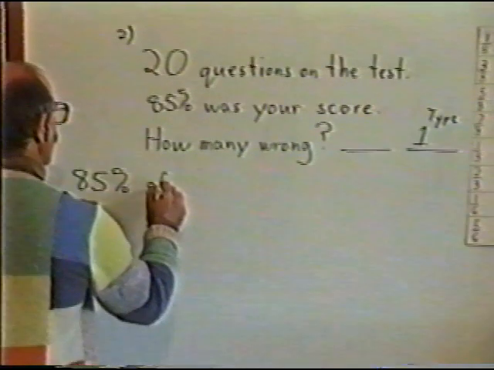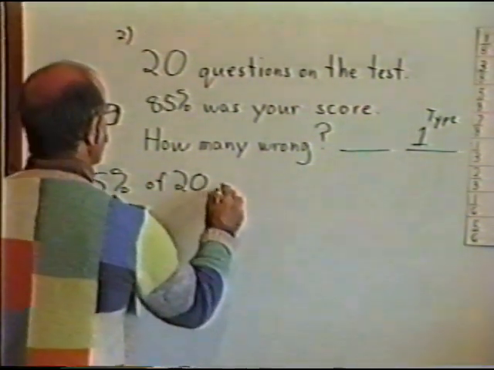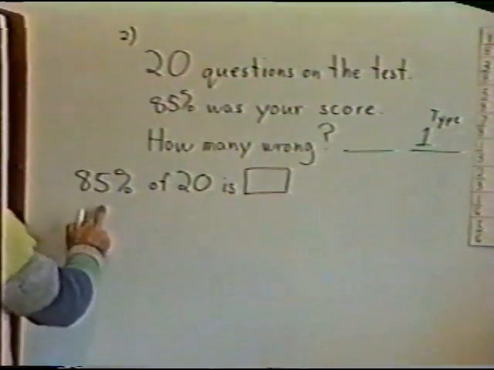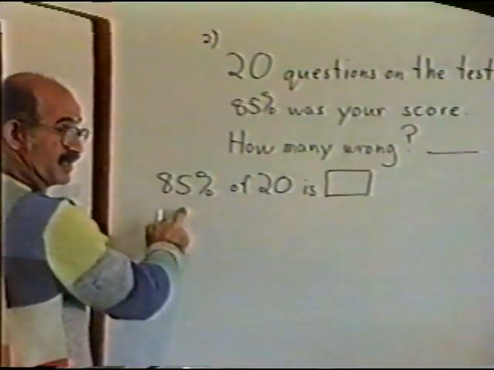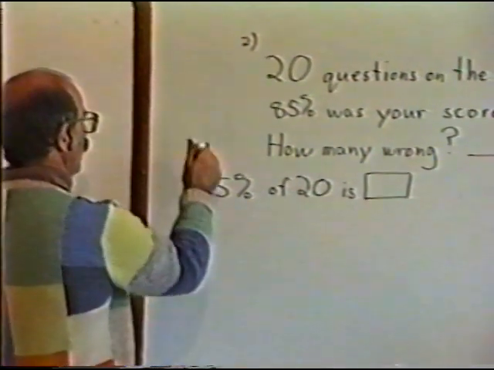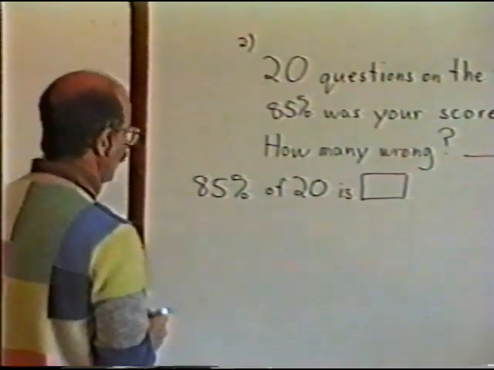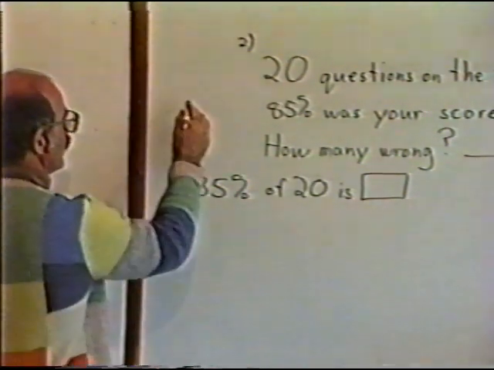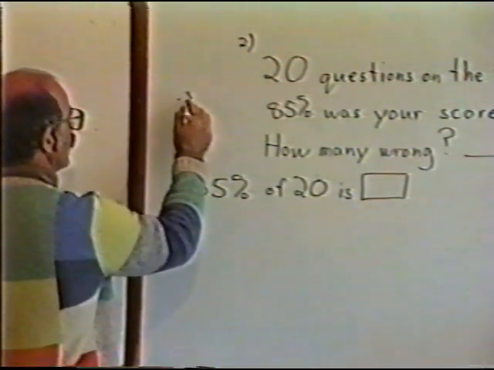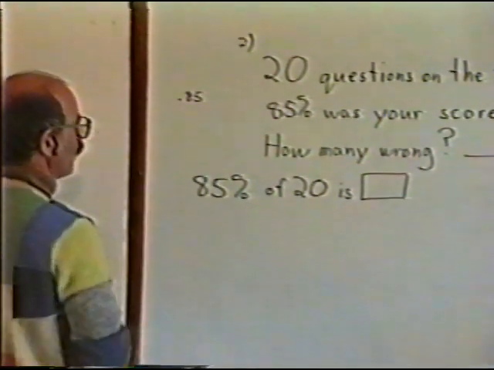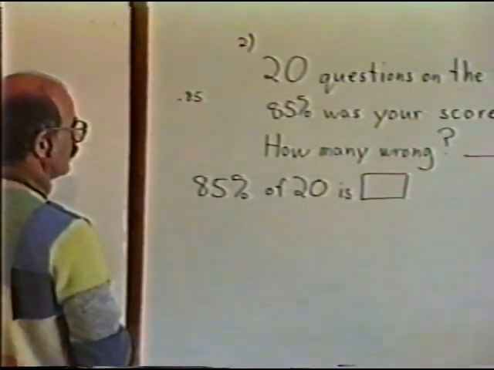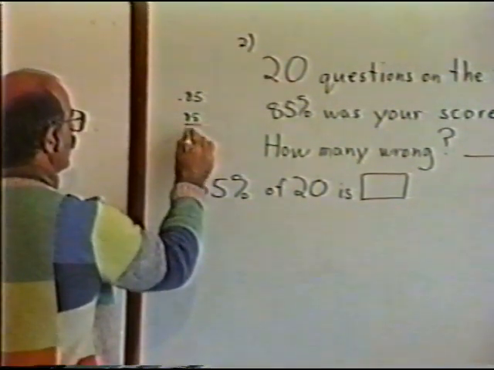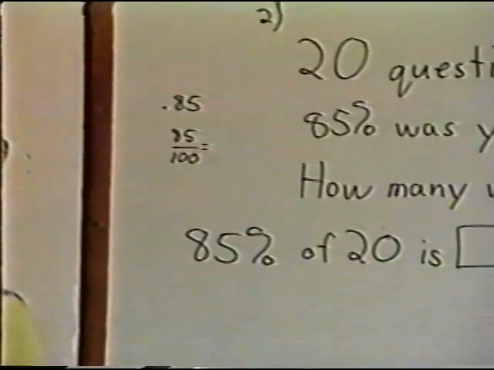85% of 20 is what? What is 85% as a decimal in lowest terms? Well, that requires a little bit of work. 85%, moving the decimal point back 2 places, is 0.85. Read that number. 85 hundredths. Can we reduce it?